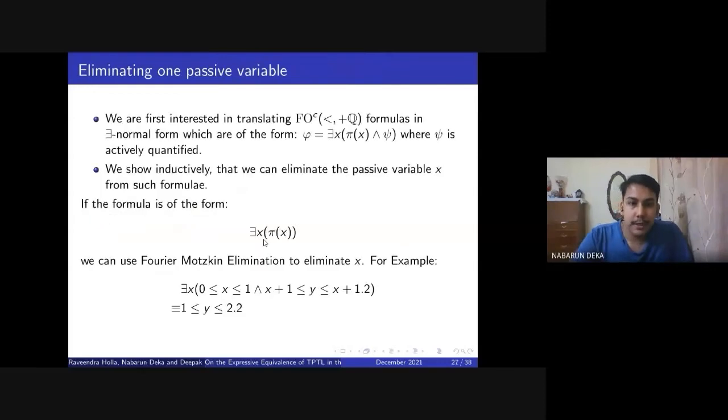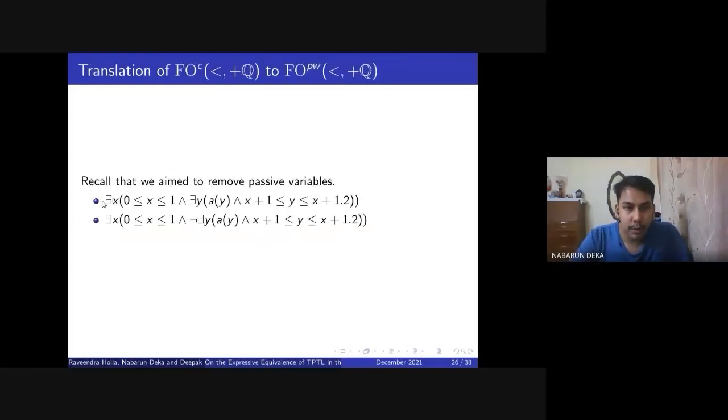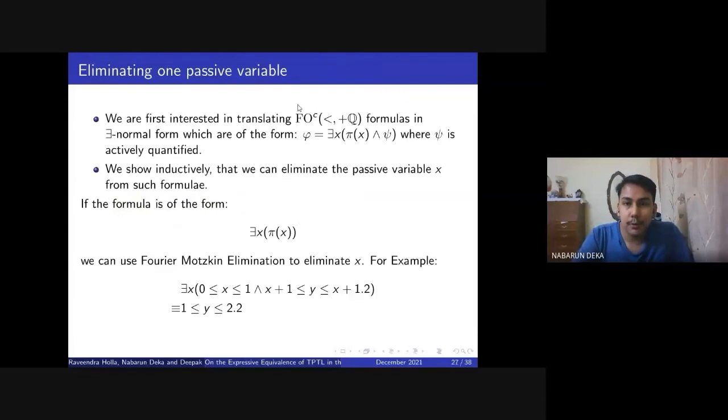We saw previously how one would convert this into a sentence with only actively quantified variables. That is how one would remove x. Now to remove all the passive variables, first we'll try to remove one passive variable. So consider a formula which has one passive variable x and everything else is actively quantified. We will show inductively how one can eliminate the passive variable x from such a formula.